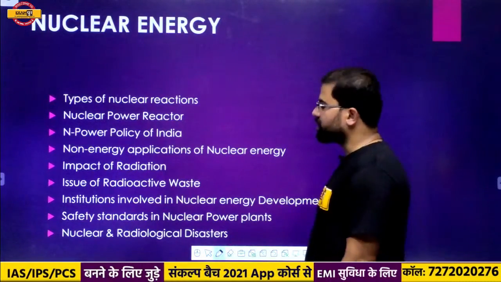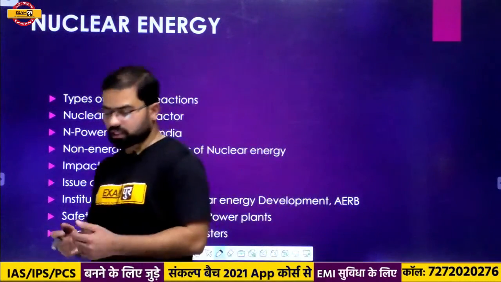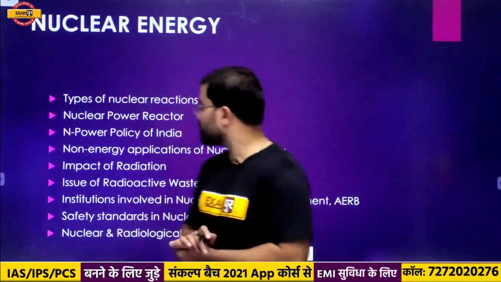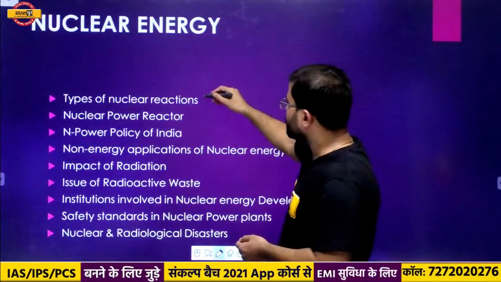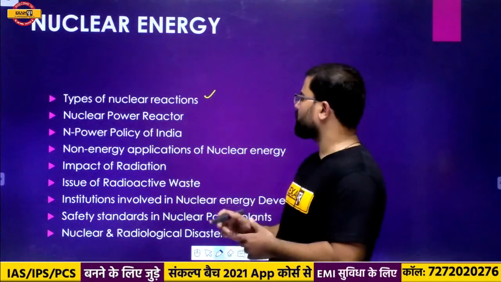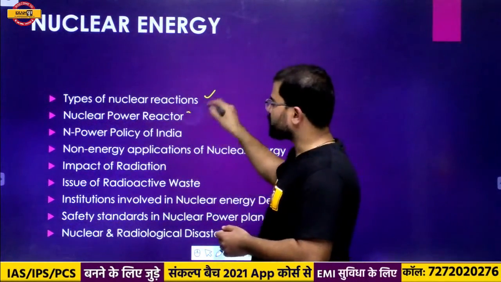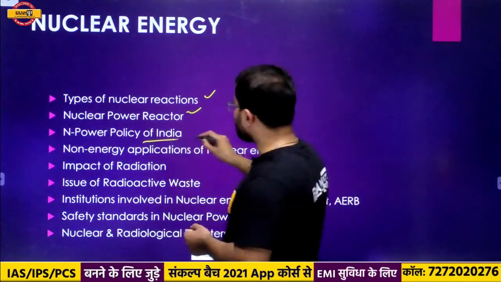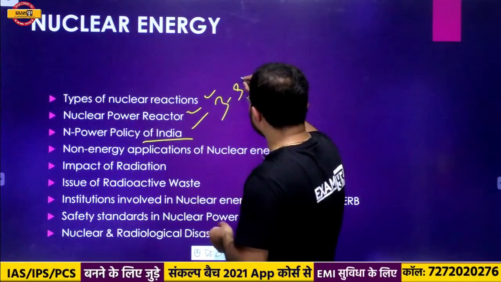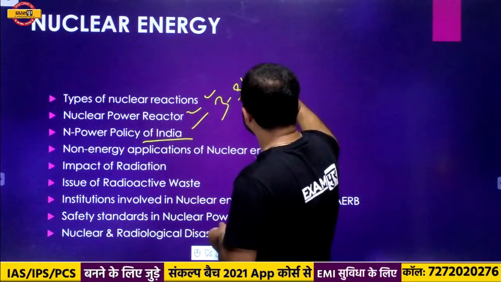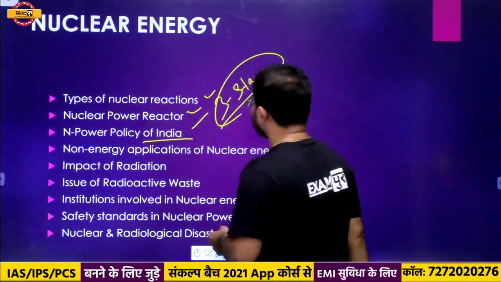ठीक है. न्यूक्लियर एनर्जी, ठीक है. सो वी शुड हैव ए कंप्लीट आइडिया रिगार्डिंग न्यूक्लियर एनर्जी, ठीक है. तो न्यूक्लियर एनर्जी में क्या क्या पढ़ना है? टाइप्स ऑफ न्यूक्लियर रिएक्शन, फिजन होता है, फ्यूजन होता है, न्यूक्लियर पावर रिएक्टर कितने तरीके के होते हैं. न्यूक्लियर पॉलिसी ऑफ इंडिया, वी आर हैविंग ए 3 स्टेज न्यूक्लियर पावर प्लांट, 3 स्टेज, ठीक है.